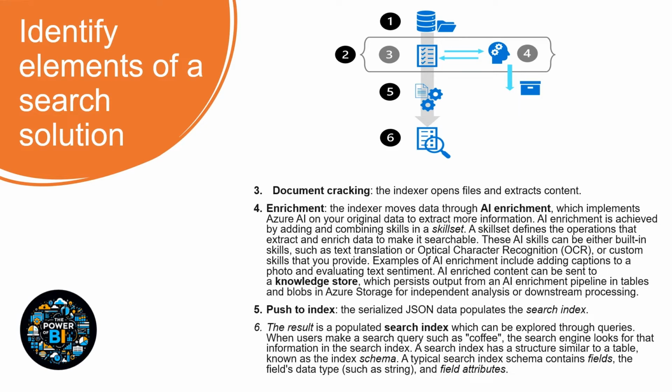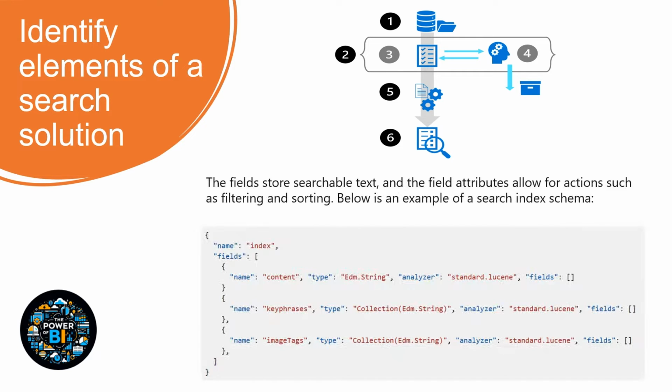and then a search index has a structure similar to a table, known as the index schema, which contains fields as well as attributes itself. Here is one example of the search index that shows searchable text with the attributes together. So the name of the index, the fields, and multiple field attributes in that as well are shown.